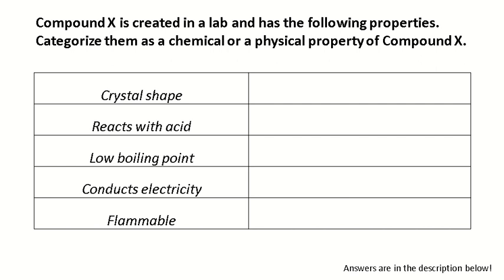Compound X has a low boiling point. Are you changing the substance when you observe the boiling point? When you find out its boiling point? Compound X also conducts electricity and it is flammable.